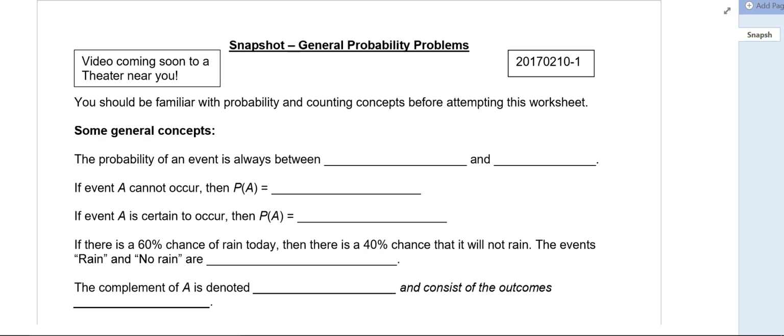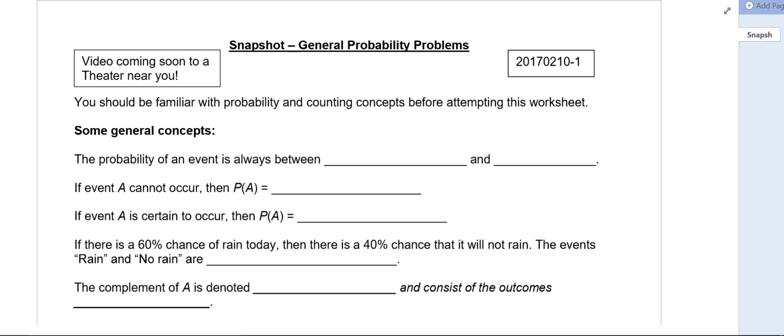Okay, this is a snapshot on general probability problems. Once again, you should be somewhat familiar with probability and a little bit about counting concepts before attempting this worksheet. So again, either you've looked over the book, my lecture notes, etc. All right, so you should stop the video, try to answer the following questions, and then start the video and check to see if you got them right. Okay, so again, stop, work, play.